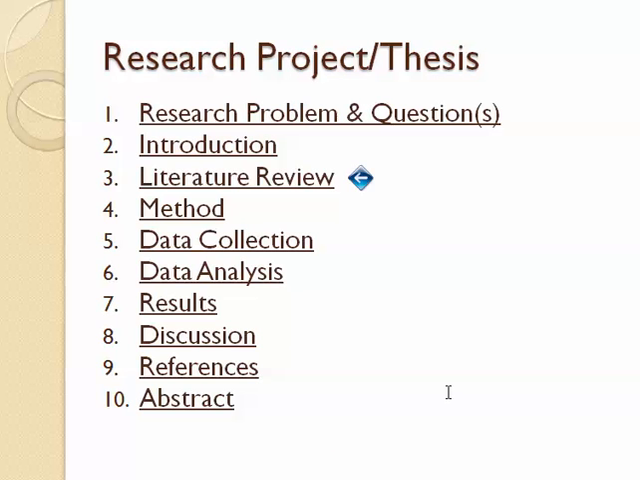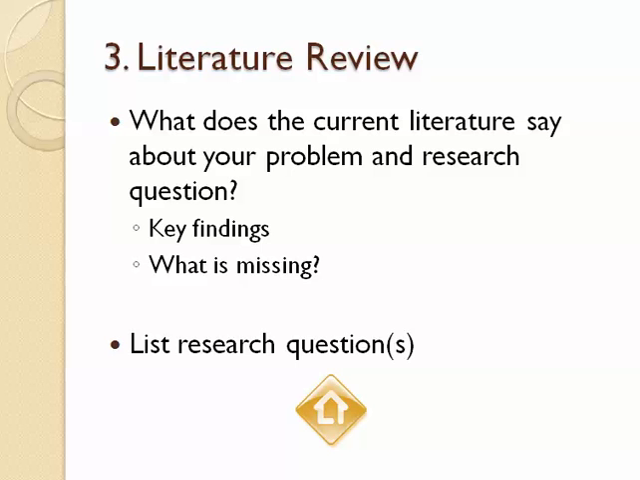Now you're ready to write the literature review. The literature review involves finding out what the current literature says about your problem and research question, and you'll report on key findings and organize them under particular categories, and then identify what is missing. And what is missing will hopefully be addressed by your particular question or approach to investigating the problem. At the end of the literature review, you will clearly list your research questions.